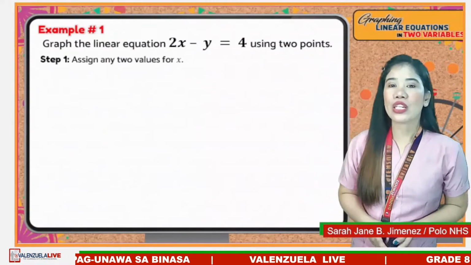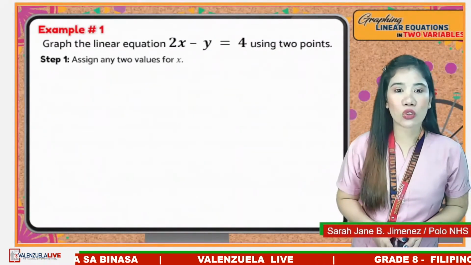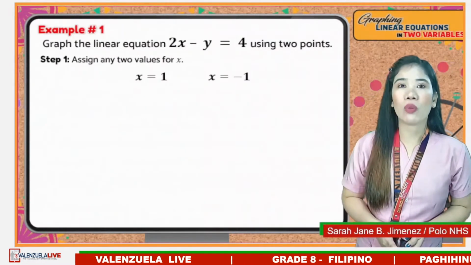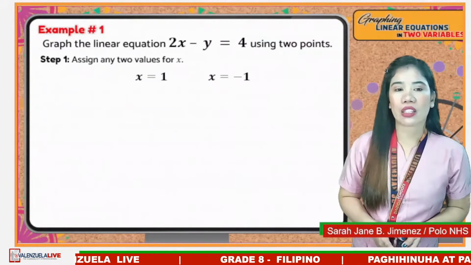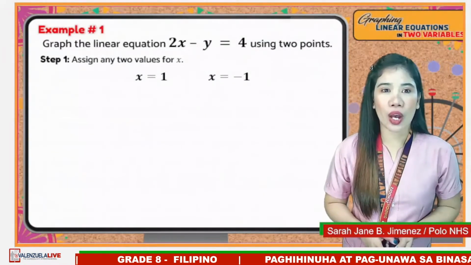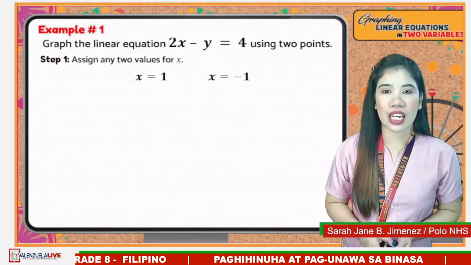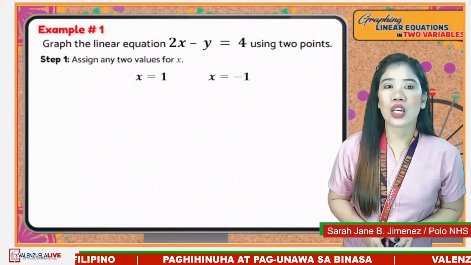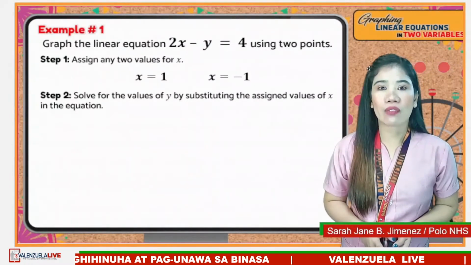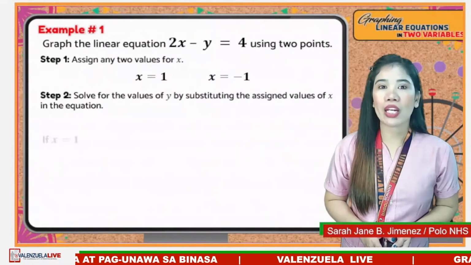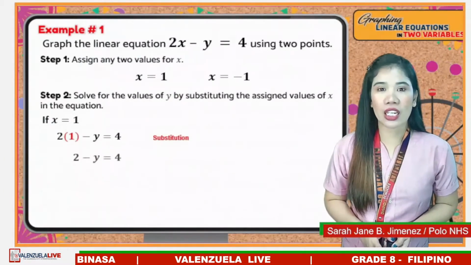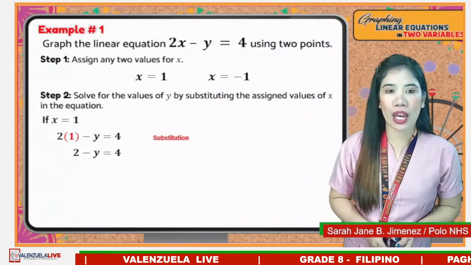For step 1, assign any two values for x. For this example, we will use 1 and negative 1. Next step is to solve for the values of y by substituting the assigned values of x in the equation. If x is equal to 1, then we have 2 times 1 minus y equals 4. Simplifying, it will become 2 minus y is equal to 4.